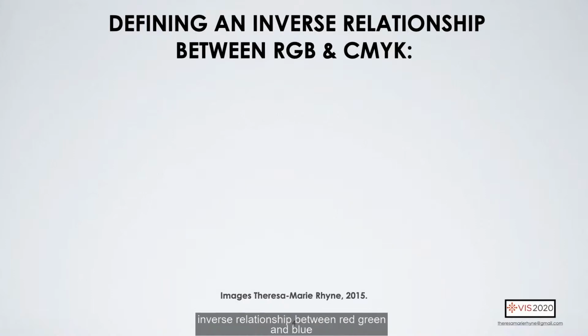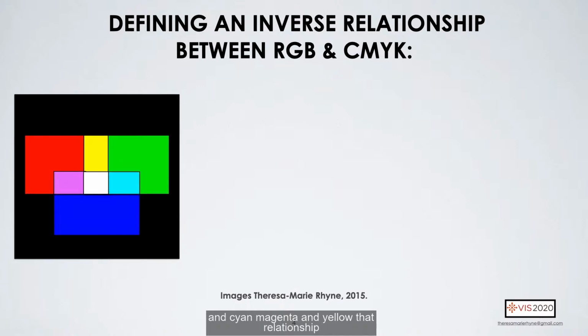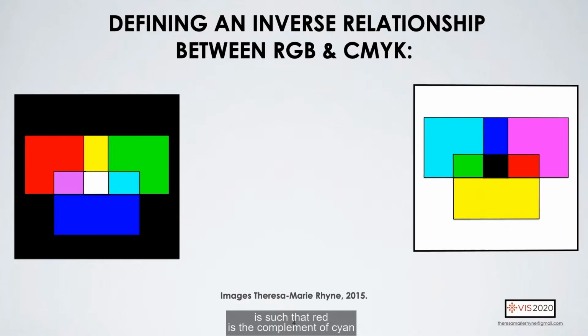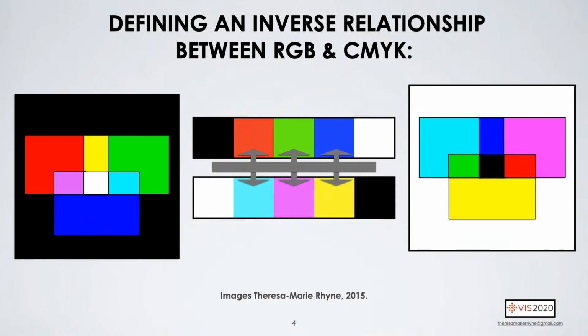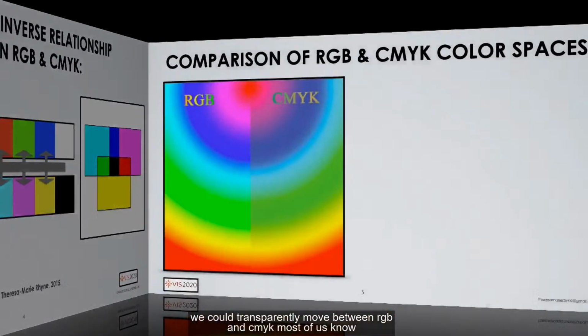Now there is an inverse relationship between red, green, and blue, and cyan, magenta, and yellow. That relationship is such that red is the complement of cyan, green is the complement of magenta, blue is the complement of yellow, white is the complement of black. And if we were in a perfect world, we could transparently move between RGB and CMYK.